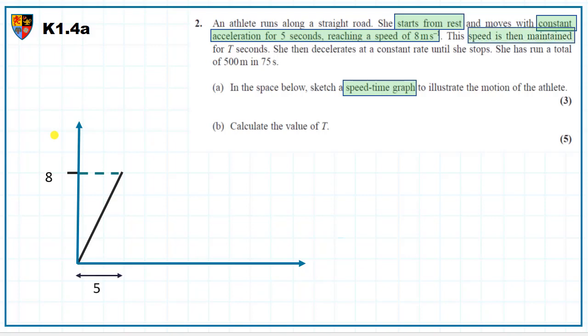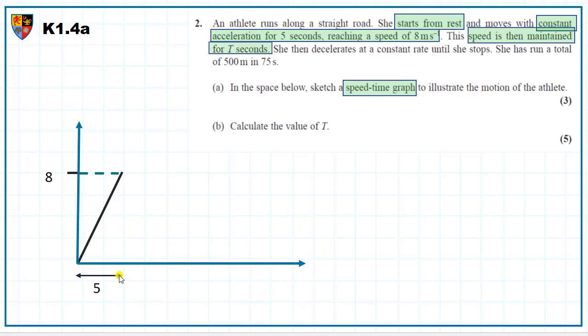Then the speed is maintained, and it's maintained for t seconds. And I forgot something, didn't I? Let me go back. That acceleration was for 5 seconds, wasn't it? So we're going to label the 5 seconds below there. We went from 0 to 8 in 5 seconds.